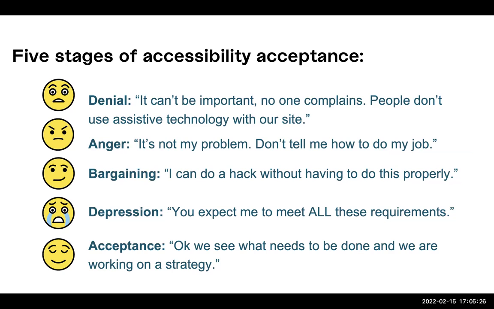And then, with more awareness and more information, comes acceptance. All right, we see what needs to be done, and we are working on a strategy. Let's do this together. So this is what typical inaccessible organizations go through when they make the decision to become accessible. And it's really typical. All of us have seen this before.